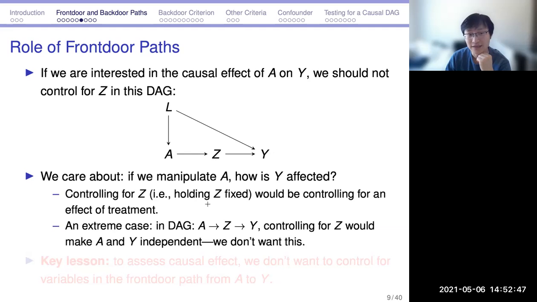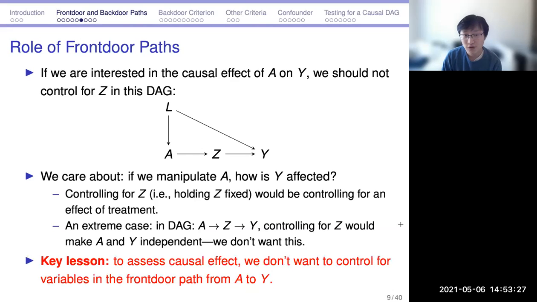Why? Consider an extreme case. Suppose we have this very simple causal DAG. So remove everything about the L and the two arrows. Suppose we have A to Z to Y. In this simple DAG, we know from the previous lecture that if we condition on Z, or if we control for Z, that's the same thing, that would make A and Y independent. Now, making A and Y independent in this DAG is obviously not something we want to do, because if they're independent, where's the causal effect? Right? So we don't want to do this.